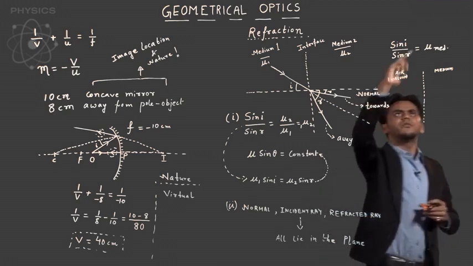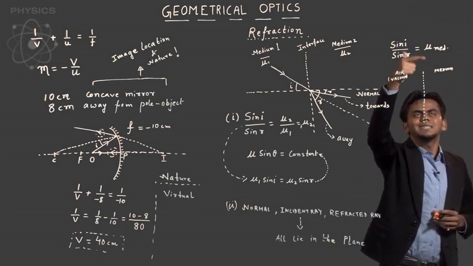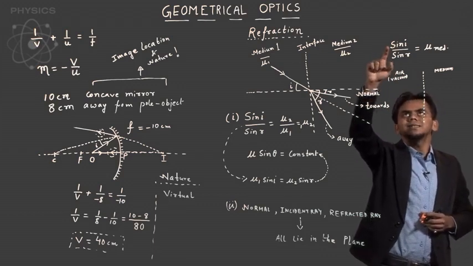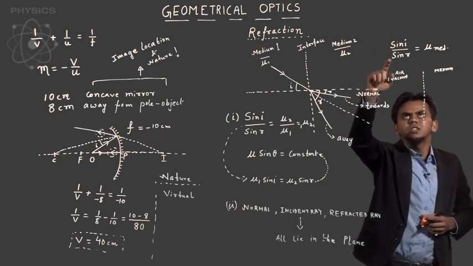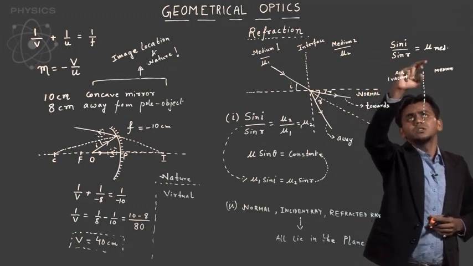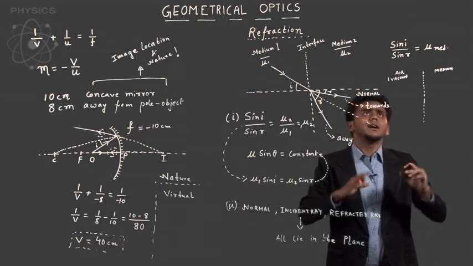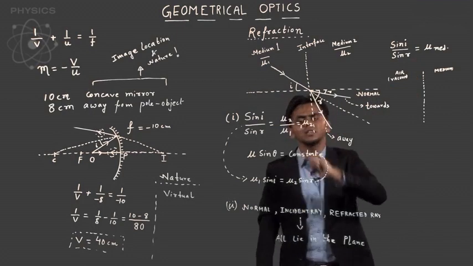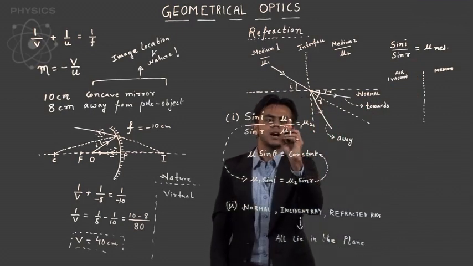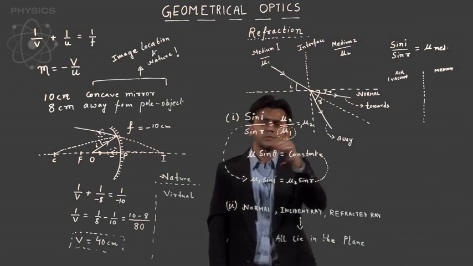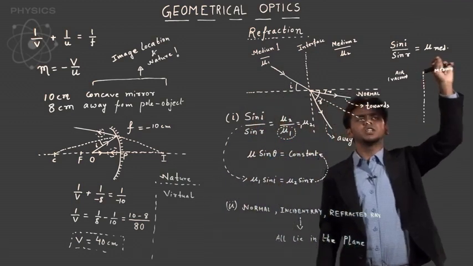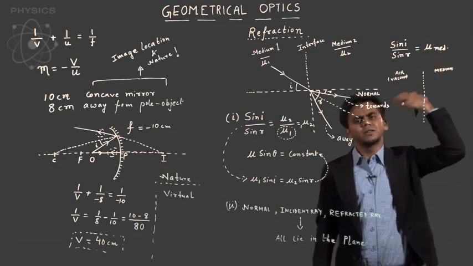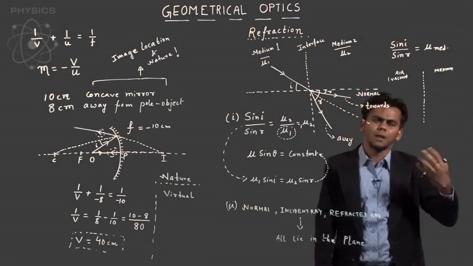Now, if I take a different value of mu, as in if I change my media, I'll have a different sin I upon sin r. My sin I won't change, my sin r would change, which means my sin r is dependent on mu values. So essentially, either you would have an absolute kind of calculation or a relative kind of calculation. In the relative calculation, you have to keep in mind that you divide by the refractive index of the first medium, and in the absolute situation, when the first medium is vacuum or air, no division is done because the refractive index of vacuum or air is taken as 1.